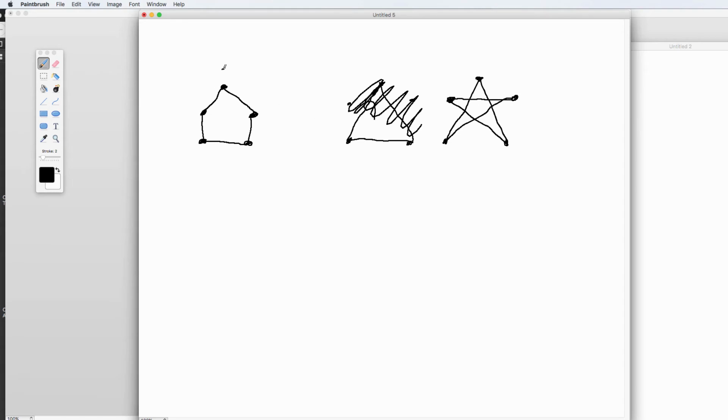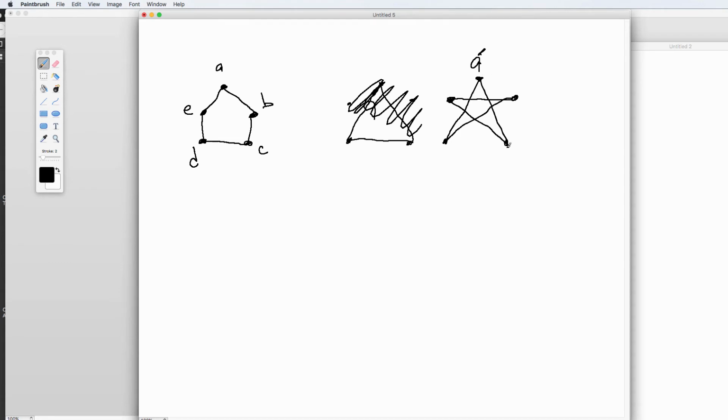Okay, and I'm going to call this A, B, C, D, and E. Now, I claim that these two graphs are exactly the same. And watch what's going to happen. I'm going to say, well, I want to map A over to this point here, and I'm going to call it A prime. And I'm going to go, well, A has neighbors B and E.